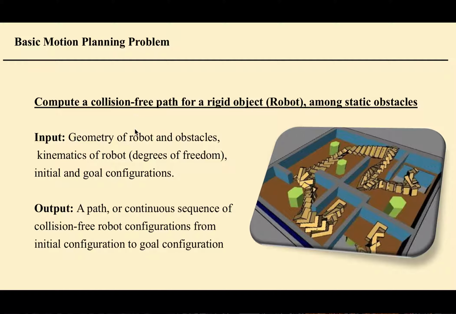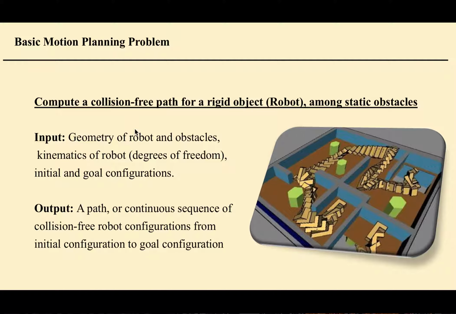So our inputs, basically the data that we're going to provide, will be the geometry of the robots, like square, triangle, humanoid robots. Then the obstacles, which are the impediments in the way of the robots completing their tasks. And the kinematics of the robots: is the robot just one piece, for example, or does it have hands, legs? Those we call degrees of freedom, which are parts of the robot that move independently. And we also have to provide an initial and a goal configuration.